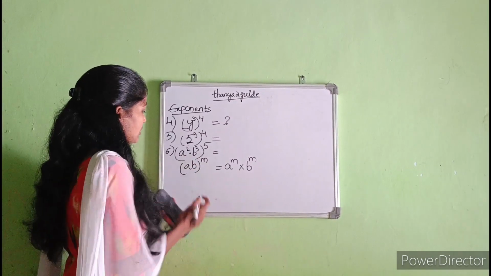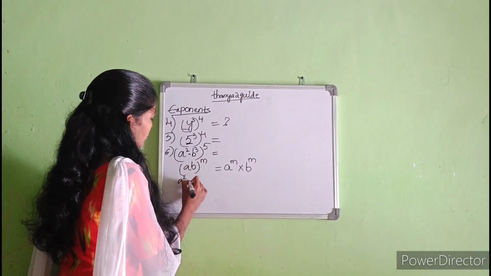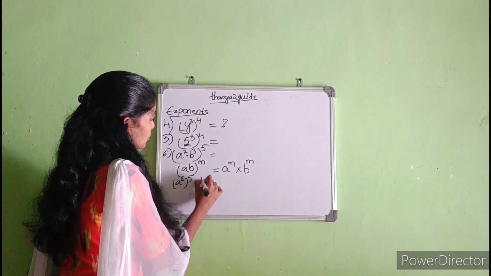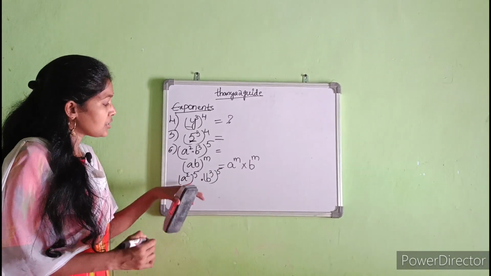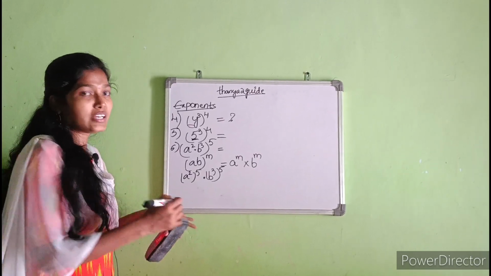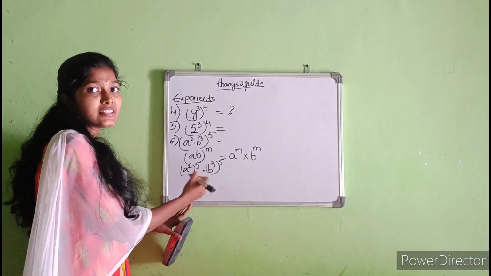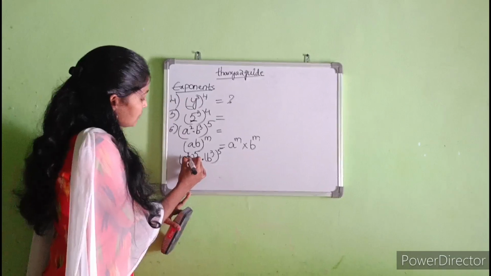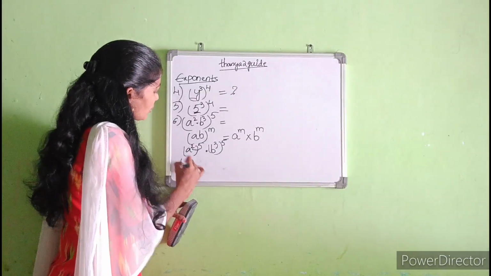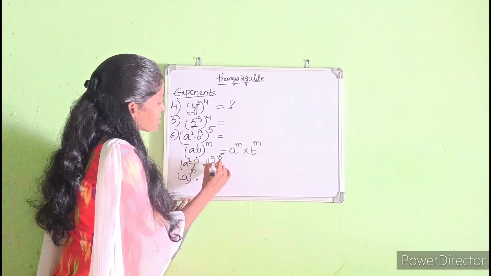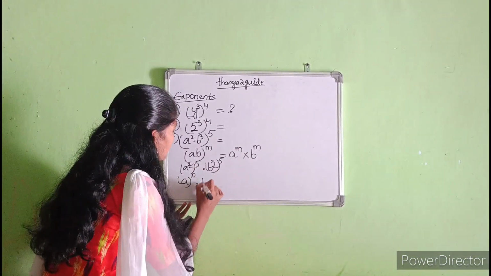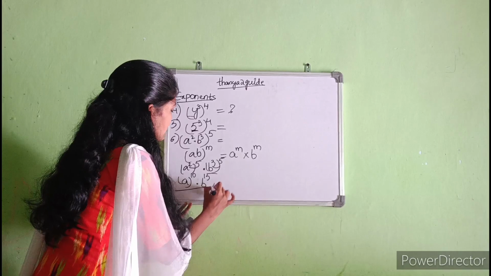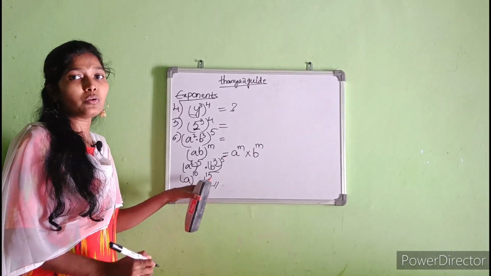Now, see here children, a to the power of 2 into 5 into b to the power of 3 into 5. Okay. Now, again here there is one more formula, that is a to the power of m into n, that is a to the power of mn. Now, multiply 2 and 5, what will you get? A to the power of 10. And multiply this 3 and 5, what will you get? 15, 5 threes are 15, right? So b to the power of 15. So finally the answer is a to the power of 10 into b to the power of 15.